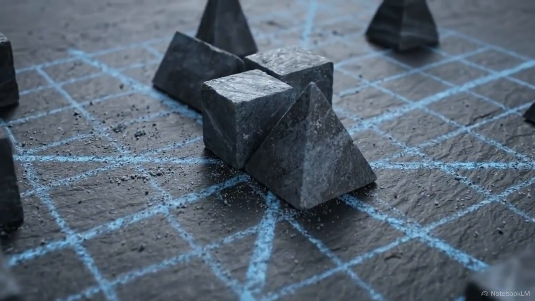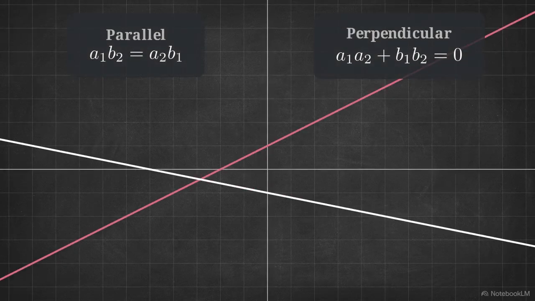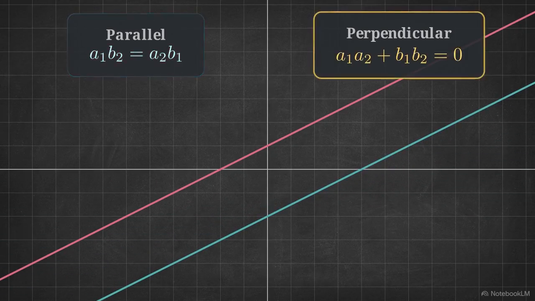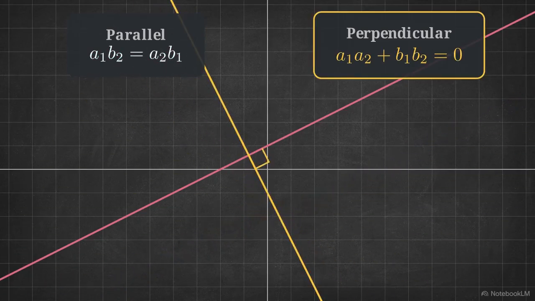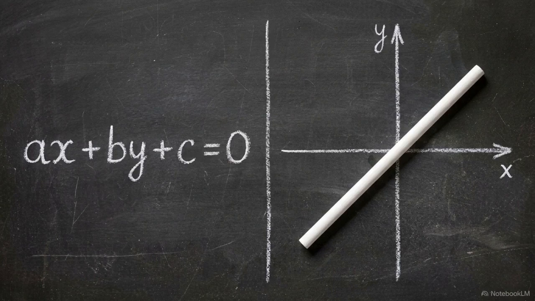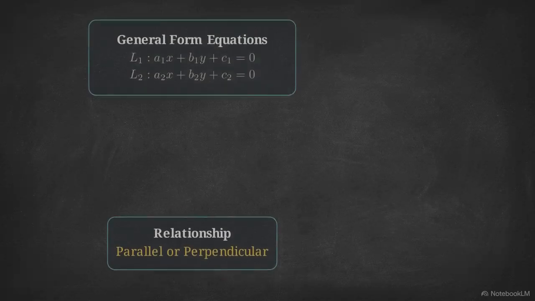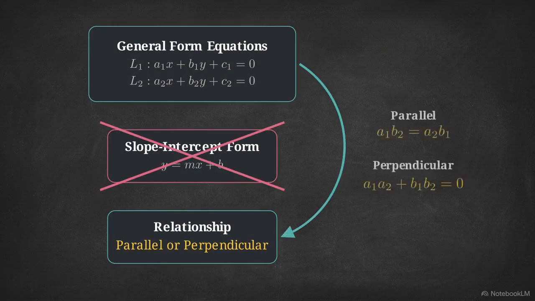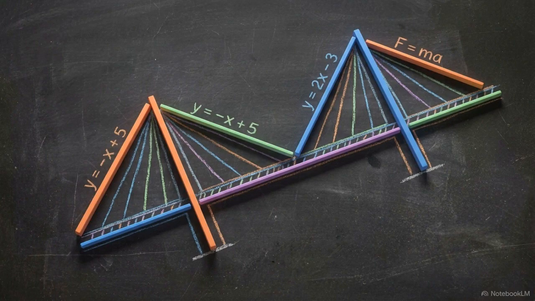Both conditions are now defined entirely by the coefficients of the general form. When a1 b2 equals a2 b1, the lines are parallel. When the sum a1 a2 plus b1 b2 is 0, they are perpendicular. This derivation provides a definitive way to characterize the geometry of a line directly from its equation. By using these rules, we can determine the relationship between two lines without the extra step of solving for y. Learning to apply these conditions allows you to select the most efficient algebraic path for any geometric problem.